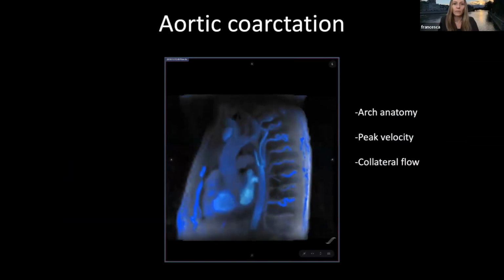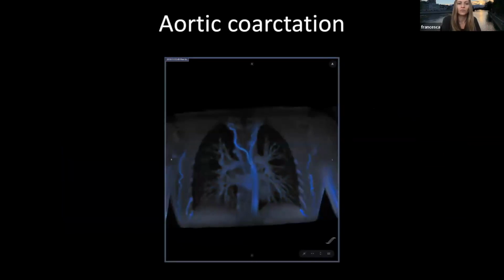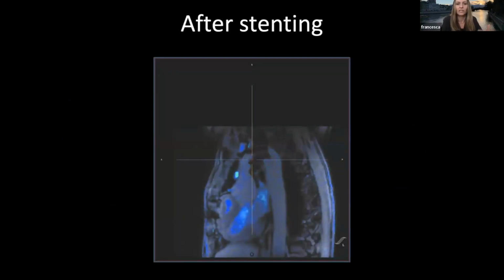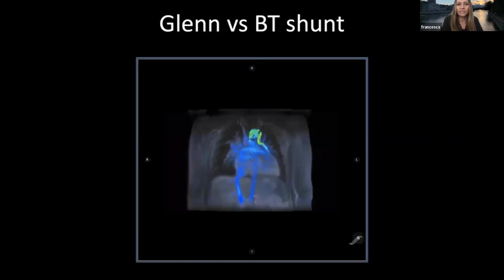Another pathology, for example, aortic coarctation: you can visualize the anatomy and the stenosis amazingly, measure the pressure gradient non-invasively, and study the collateral flow and exactly the place where the surgeon or percutaneous expert has to intervene. And this is a case of recoarctation measured by 4D flow and then operated with the positioning of a stent. And these are amazing studies about non-invasive pressure gradient estimation.